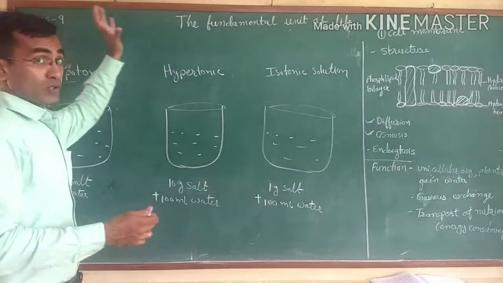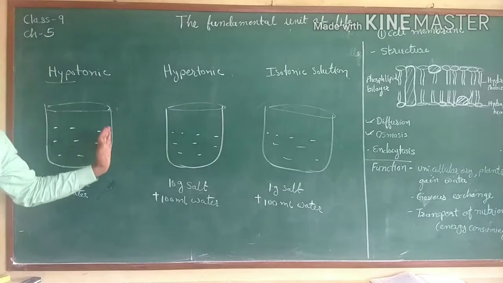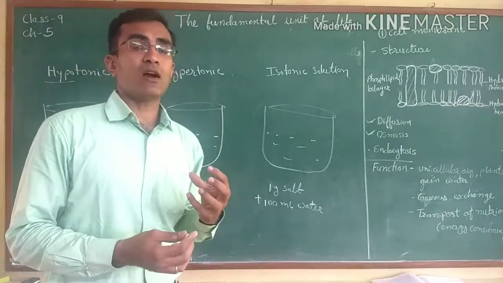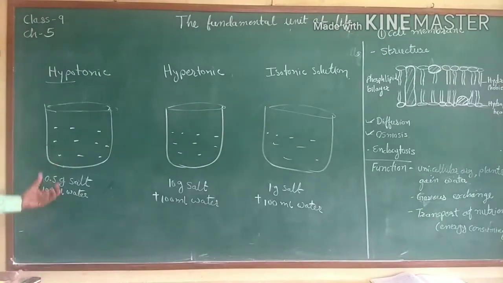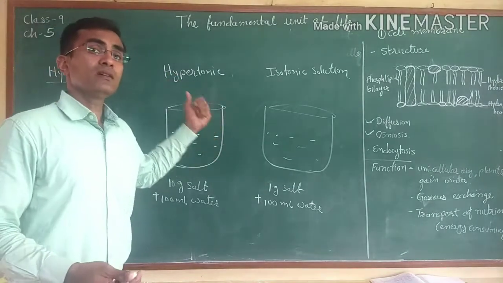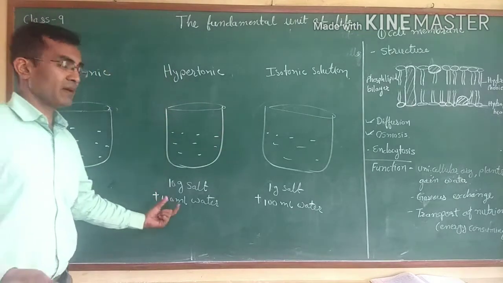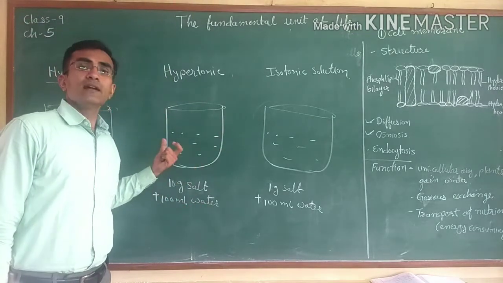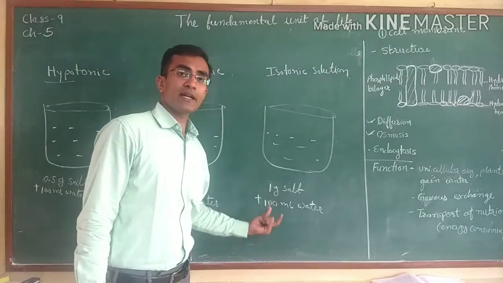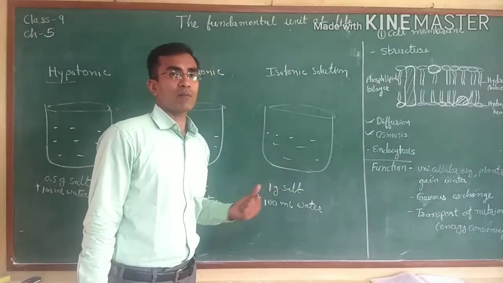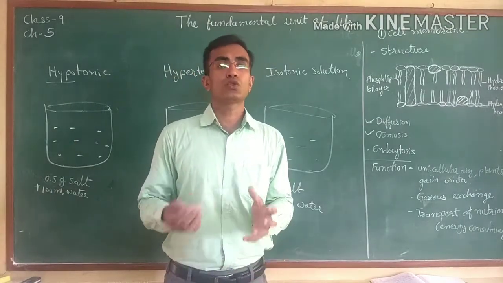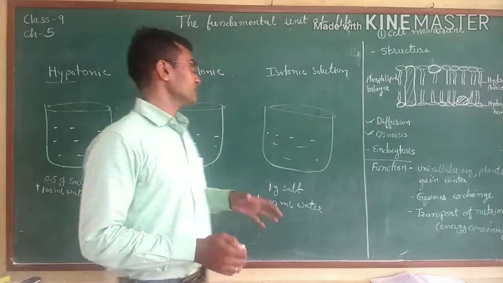Okay, so to make the first type of solution, we took 100 ml of water with 0.5 gram of salt. In the second solution, we took 100 ml of water along with 10 gram of salt. And in the third solution, we took 100 ml of water with 1 gram of salt. Here we can use either salt or sugar to make the solution.